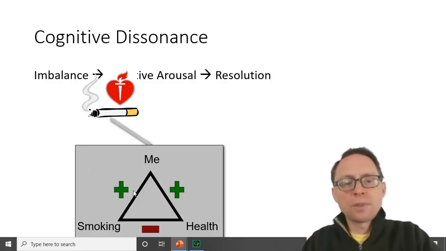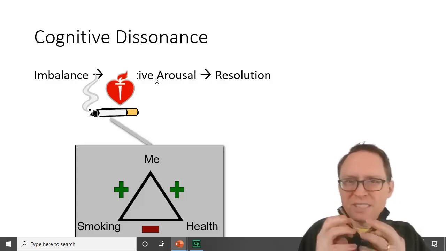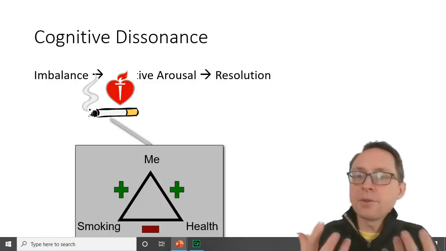So imagine this. Now, I don't smoke, so let's talk about cognitive dissonance when we're discussing smoking. Let's assume that this is you, and you are a smoker. So you like smoking, but you also like health. And health and smoking, they don't get along. This is imbalance. Imbalance gives rise to negative arousal, right? That feeling of, that doesn't feel right.